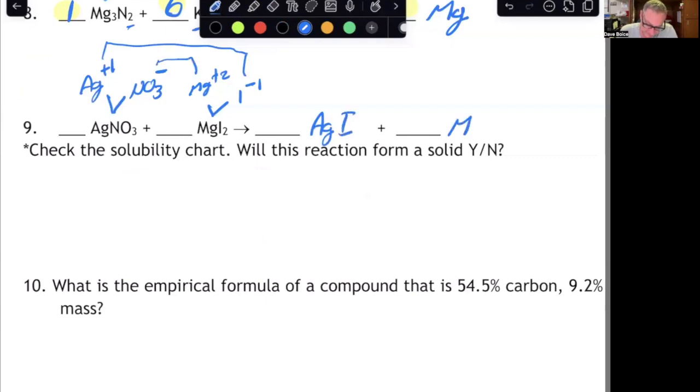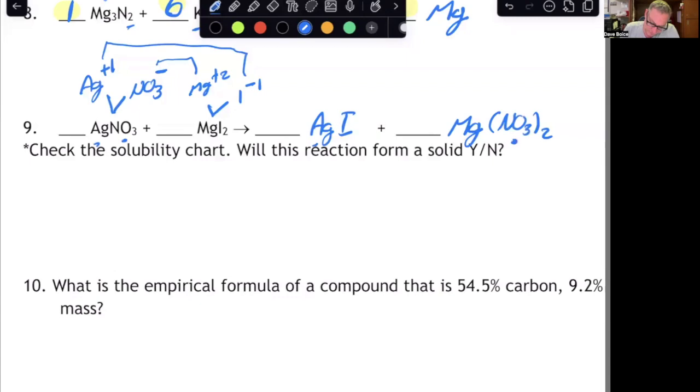magnesium, which is a 2+ charge. So I need 2 NO3s. So very important that I do that. Otherwise, it's going to be pretty hard to balance this. So silver, there we go. I got 1 on each side. Cool.